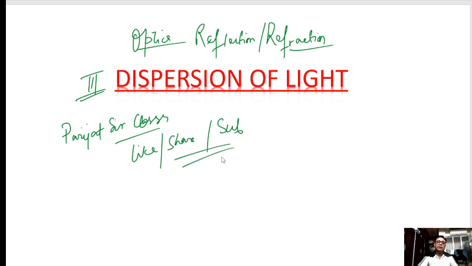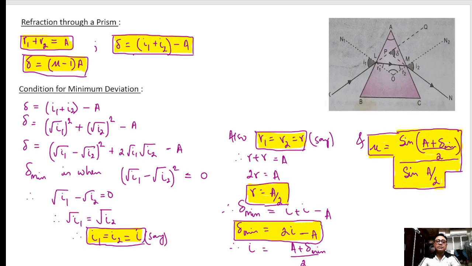Okay, so without wasting any time, let's move on to the chapter, because that is the most important thing. Let's see what is dispersion of light.